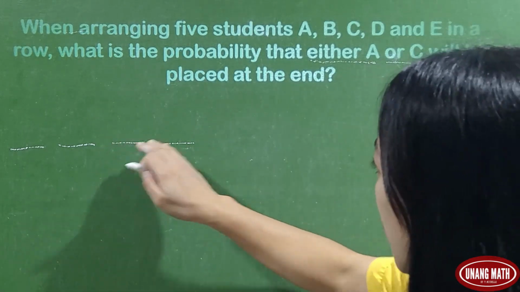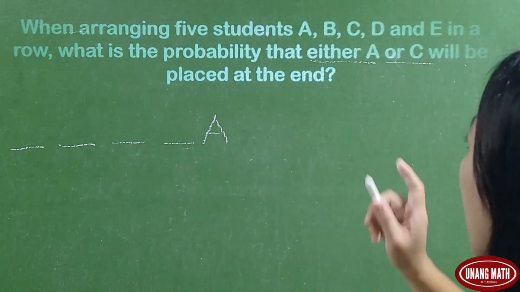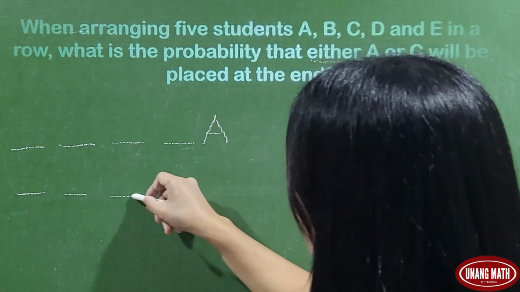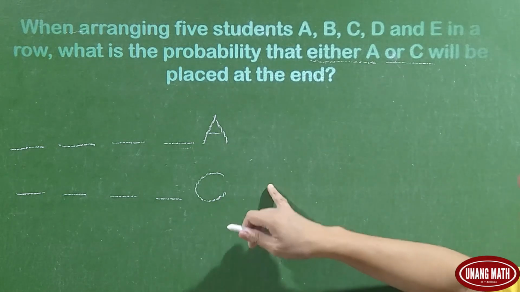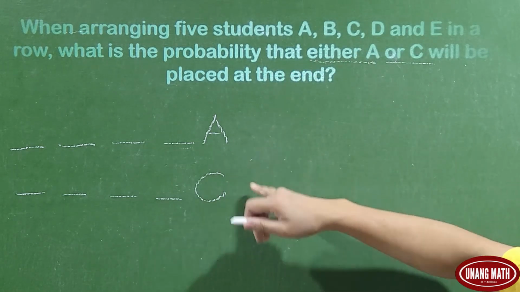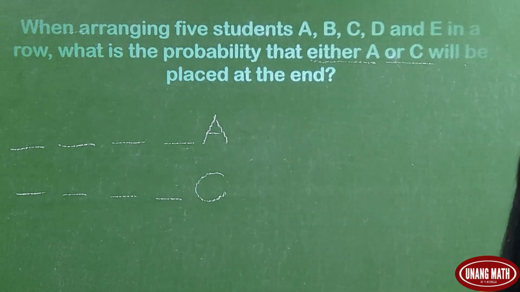So 1, 2, 3, 4, A is here. Or 1, 2, 3, 4, C is here. So we're looking for the probability that either A or C will be placed at the end.